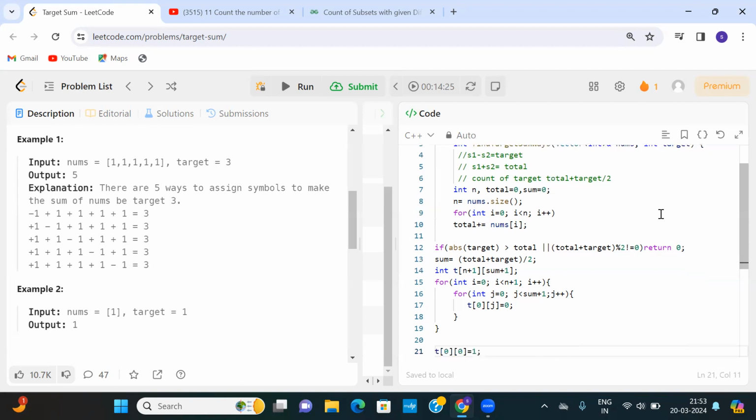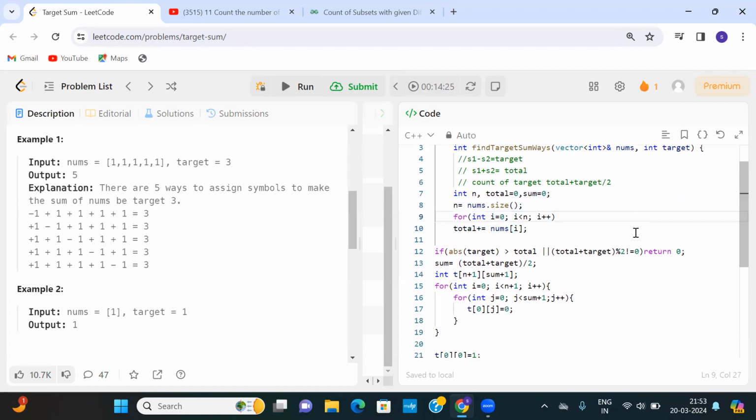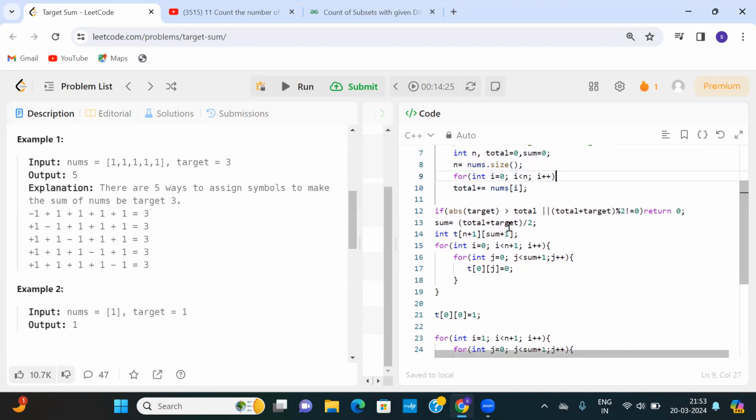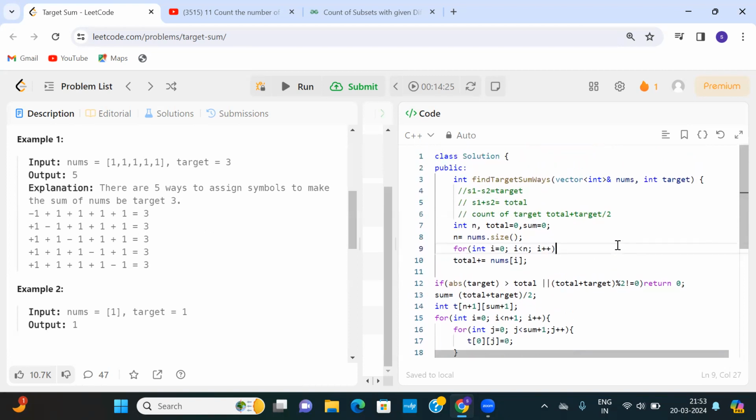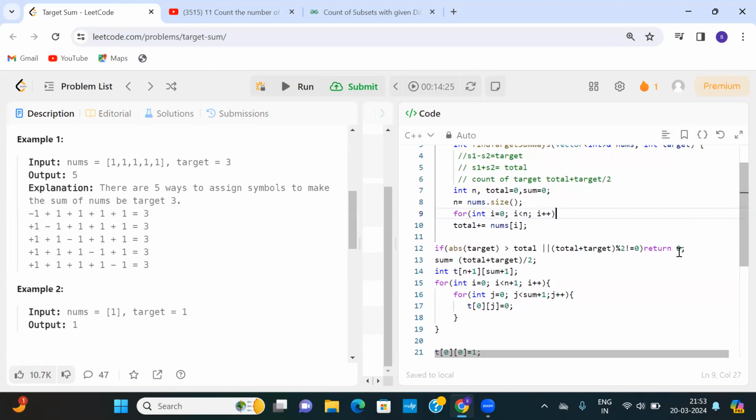If you see the question further, for calculating the sum of the entire array, what we did is: for int i equals 0, i less than n, i plus plus, total equals total plus nums at the index of i. Total is initialized to 0. If the absolute of target is greater than total, what does it mean? Suppose the sum of the entire array is 5 in this particular case. If the target is given to us as 7, it is impossible to achieve the target, right? So if the absolute of target is greater than total, we will directly return 0.